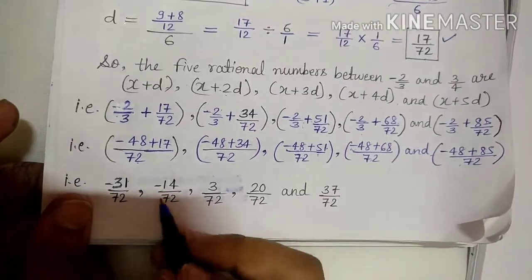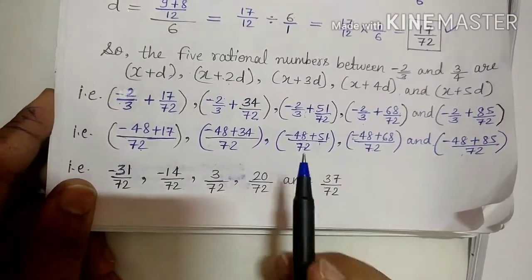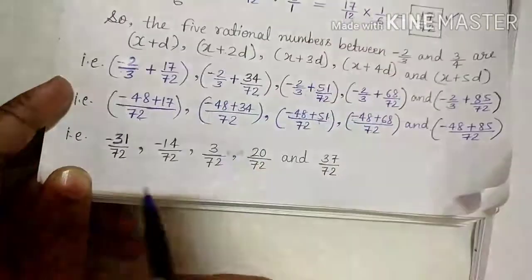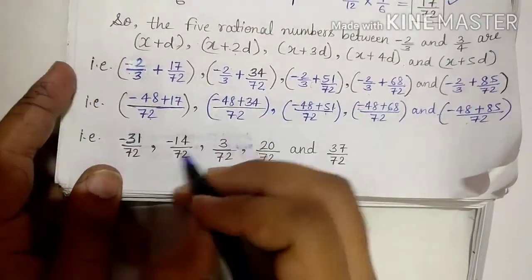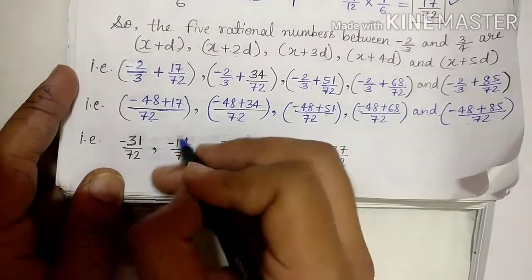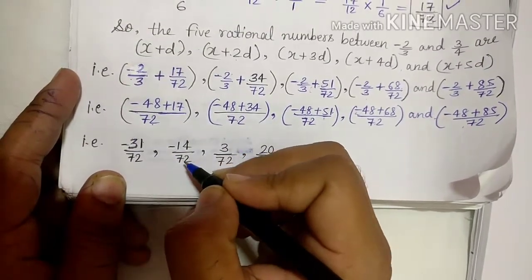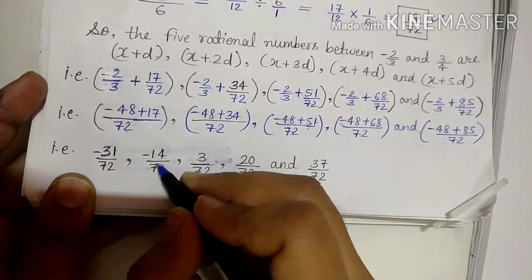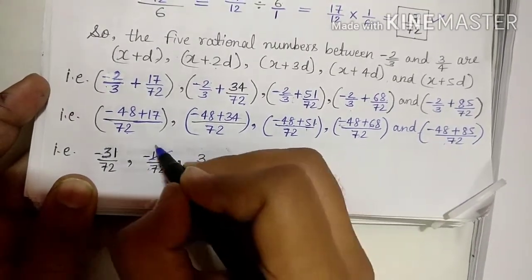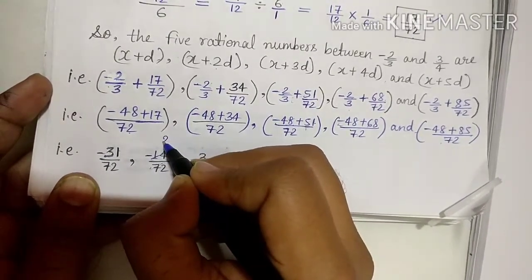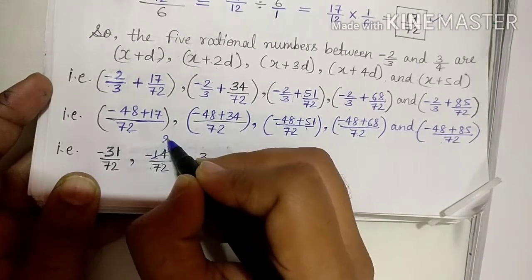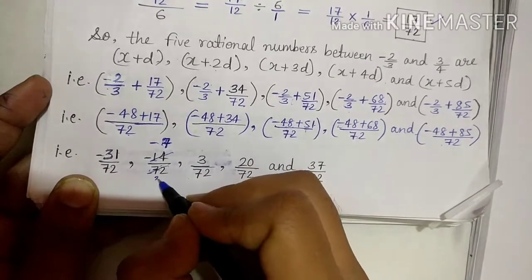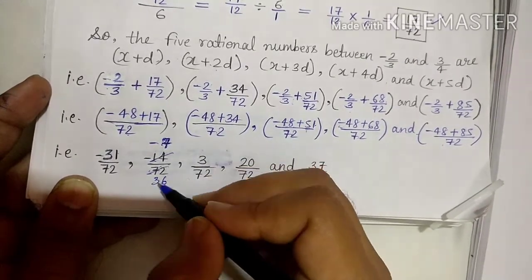So these are the 1, 2, 3, 4, 5 numbers which are coming between minus 2 upon 3 and 3 upon 4. Now this is the answer, and we can find more answers also by dividing them into the simplest form. Like you can see here, this is 14, this is 72. So we can put them in their simplest form also. So here if we divide by 2, 7 2s are 14. It means minus 7, and downside 2 36s are 72. So it comes minus 7 upon 36.